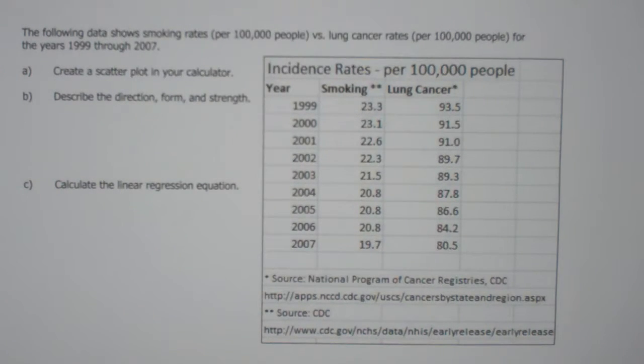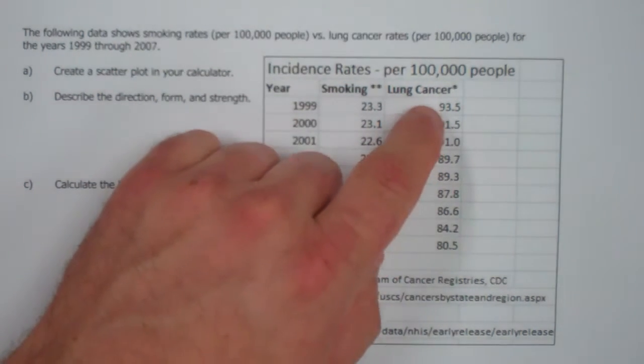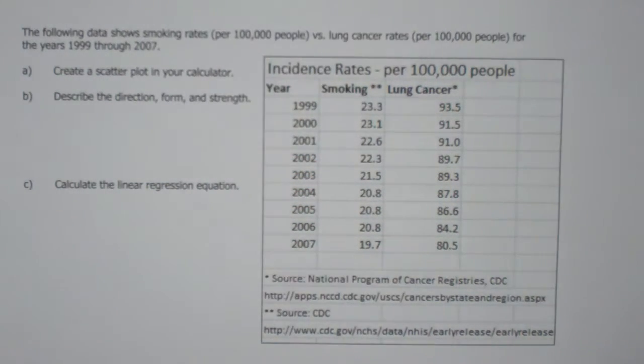In this example, we're going to be looking at smoking rates, which are per 100,000 people, and that might be a percent, versus lung cancer rates, which would be per 100,000 people, for the years 1999 through 2007. So as the rate of smoking goes down, it appears that the lung cancer rate per 100,000 people goes down as well. But let's see what the data actually looks like.